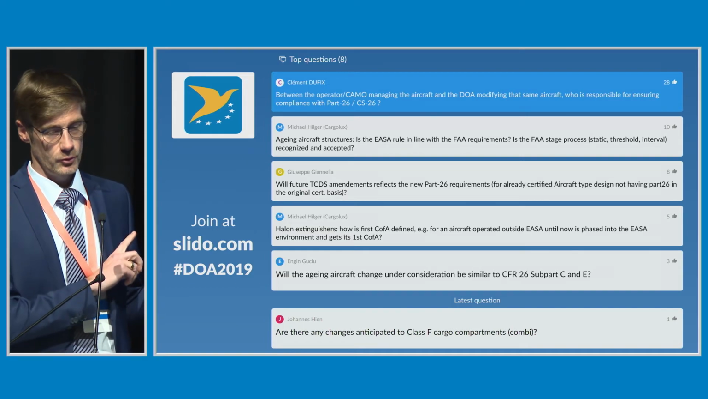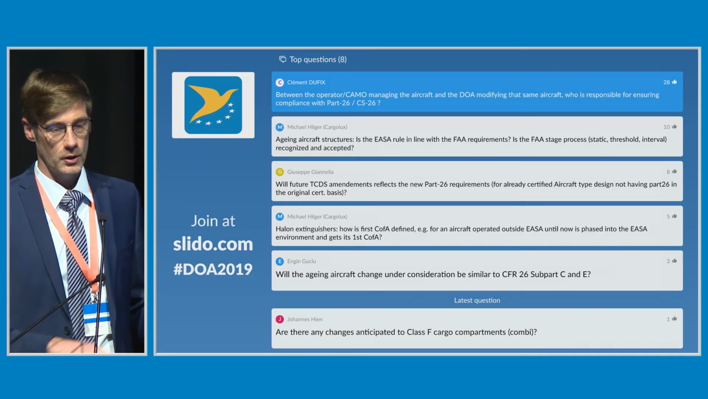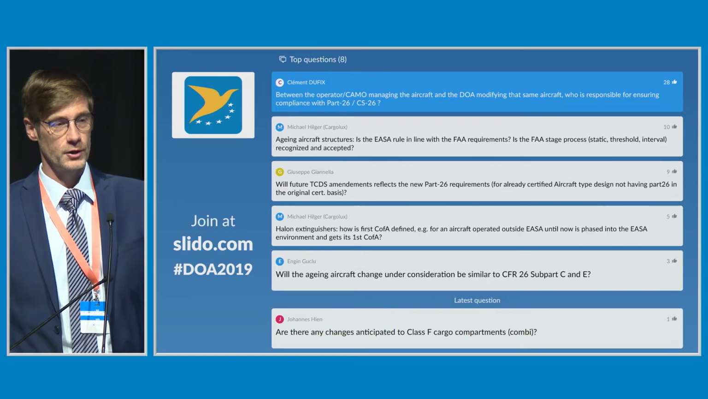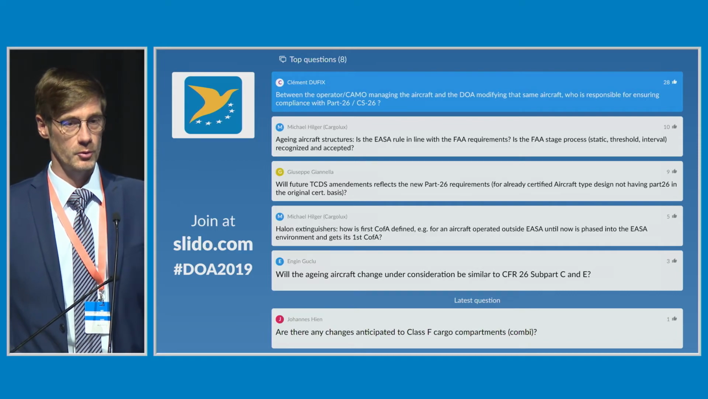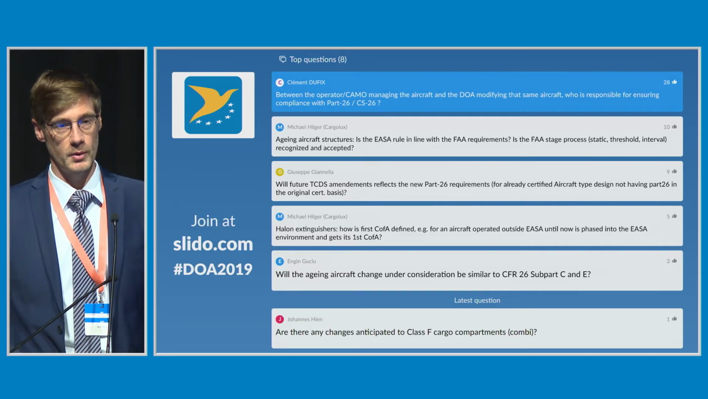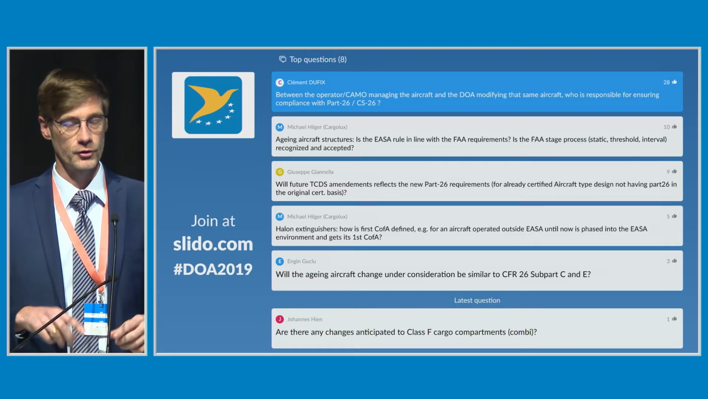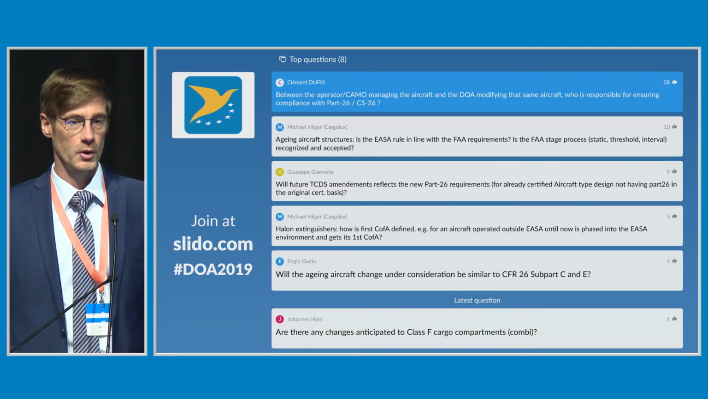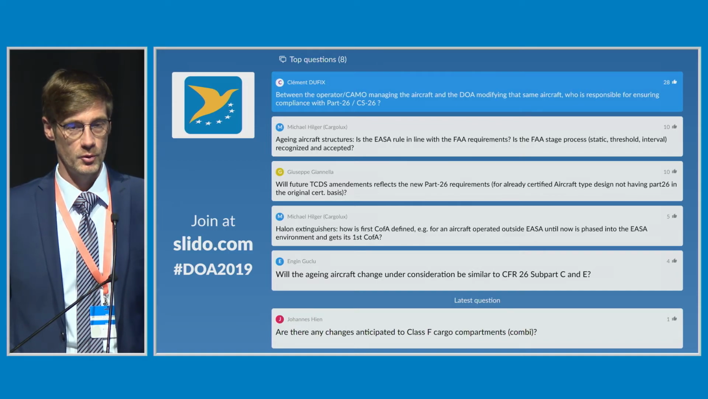So if we would go back to the slides on Halon, seat crashworthiness, we try to put there in the first line who is responsible. Operators of large airplanes, operators of large airplanes used in commercial air transport. So the primary responsibility is always with the operator.